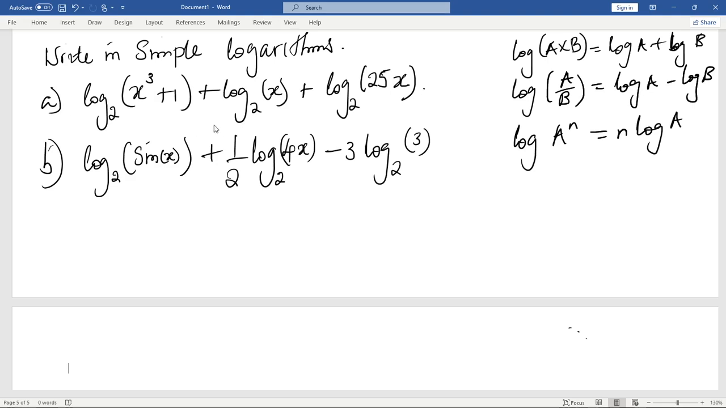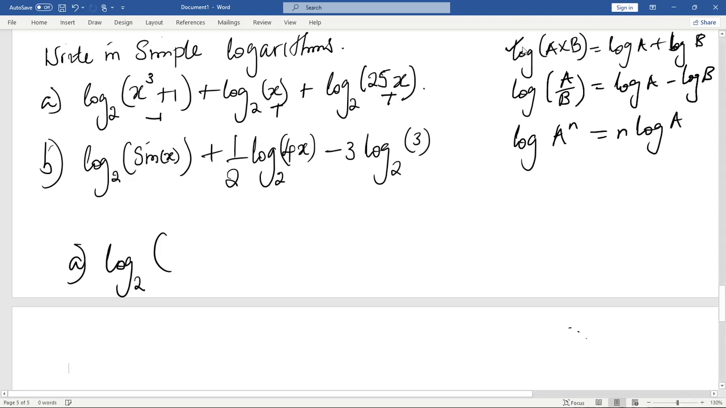So we have to write these in simple logs. We look at this set here. If these are being added, it means that the functions inside were being multiplied. So for a, we're going to have log, the base is 2, then, since we just have addition throughout this expression, it means this was being multiplied by what we have inside here and also what we have here, looking at the first property.